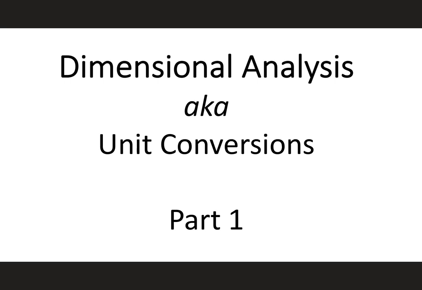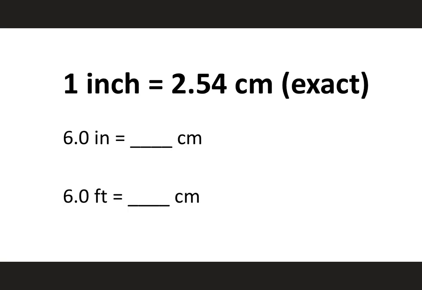Welcome to our General Chemistry High Impact Module on Dimensional Analysis, also known as Unit Conversions, Part 1. We'll start with the English unit of 1 inch being equal to the metric unit of 2.54 centimeters. This is an exact relationship, or an exact conversion.